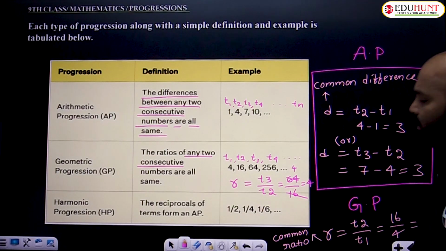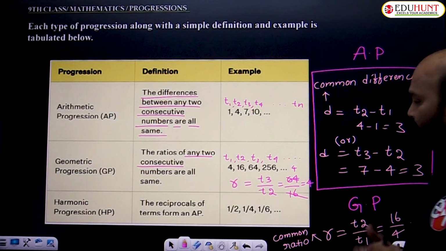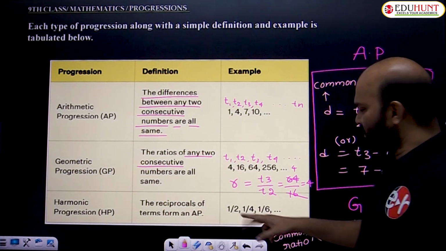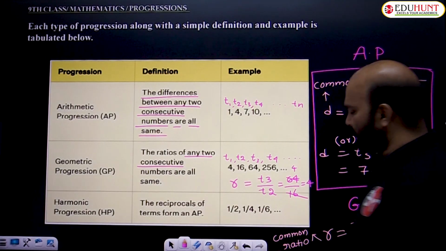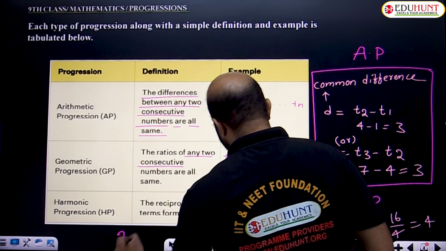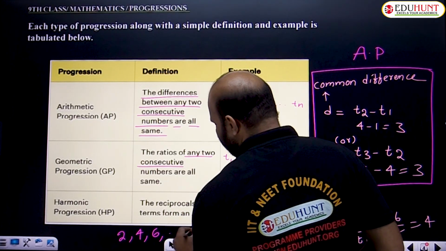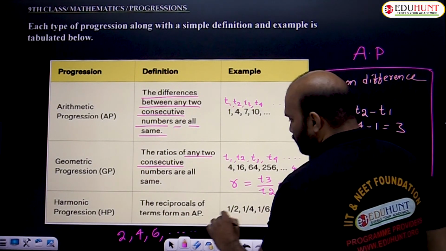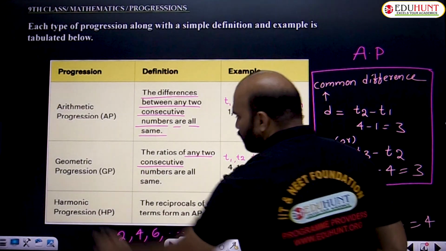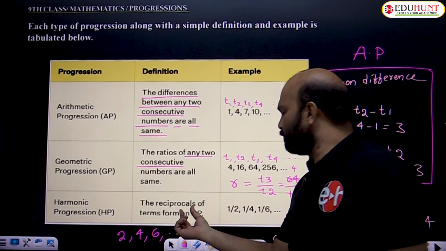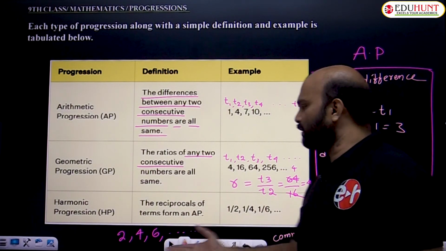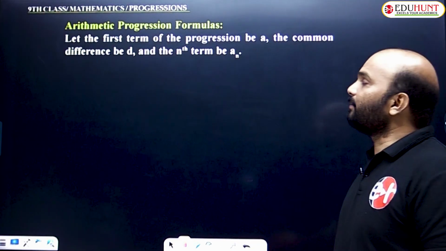The reciprocals of terms form an AP. The reciprocals of terms that form an AP is called harmonic progression. So what are the reciprocals of terms? 1 by 2, 1 by 4, 1 by 6. Actually, what are the AP terms in that case? 2, 4, 6 and so on. So these are the AP terms. Okay? So it can be written in reciprocal, nothing but 1 by 2, 1 by 4, 1 by 6. Those terms belong to harmonic progression. So it can be said that the reciprocals of an arithmetic progression form a harmonic progression. Am I clear?